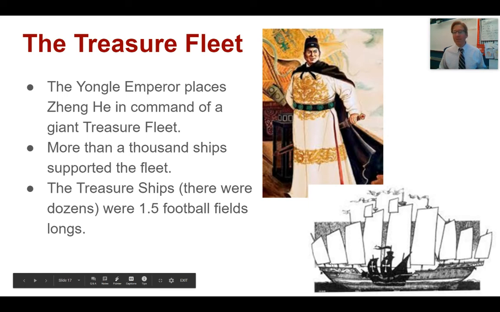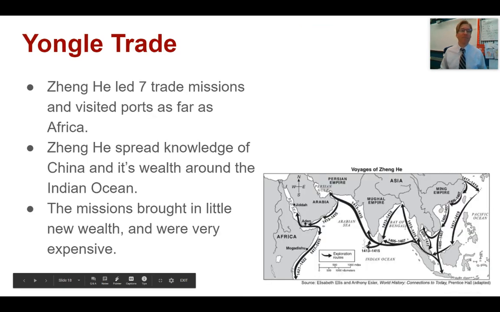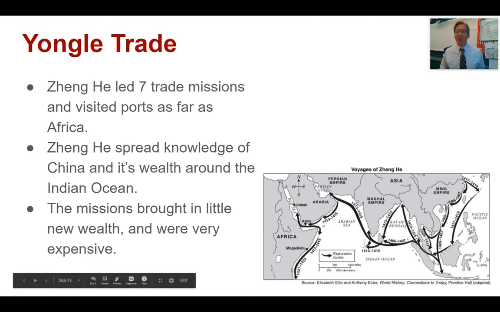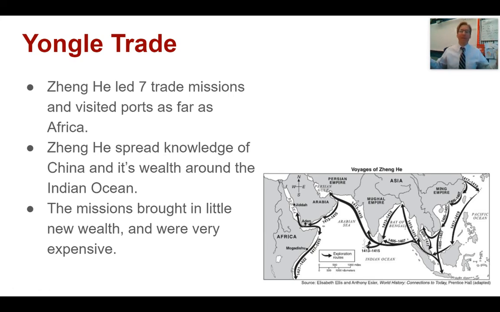For scale, this is one of Zheng He's treasure ships compared to the largest of Christopher Columbus's ships. Now, this is about 50 years before Columbus. We have a much larger Chinese fleet, dozens of these ships, in a fleet of hundreds to 1,000 ships compared to what Columbus was sailing in his day. Now, Zheng He will lead 7 different trade missions throughout the Indian Ocean and the islands of Southeast Asia, and even exploring the coast of Africa. His voyages will spread the knowledge of China and its wealth around the Indian Ocean.